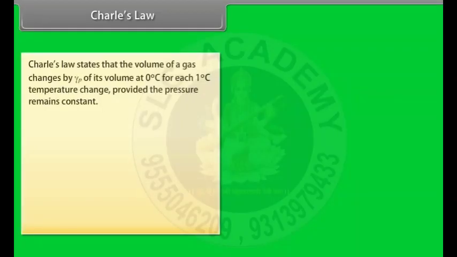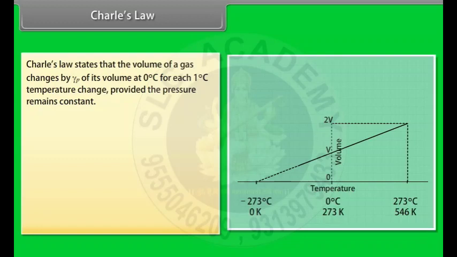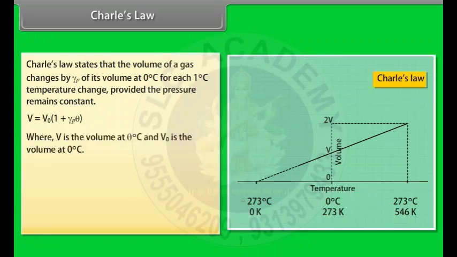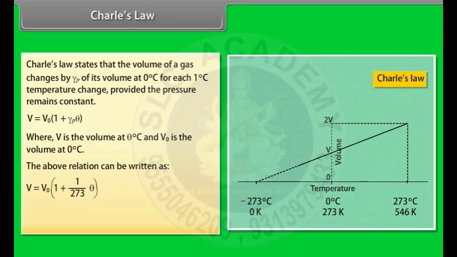Charles' law. Charles' law states that the volume of a gas changes by γp of its volume at 0 degrees centigrade for each 1 degree centigrade temperature change, provided the pressure remains constant. V is equal to V₀ multiplied by (1 + γp θ), where V is the volume at θ degrees Celsius and V₀ is the volume at 0 degrees centigrade. The above relation can be written as V is equal to V₀ multiplied by (1 + θ/273).